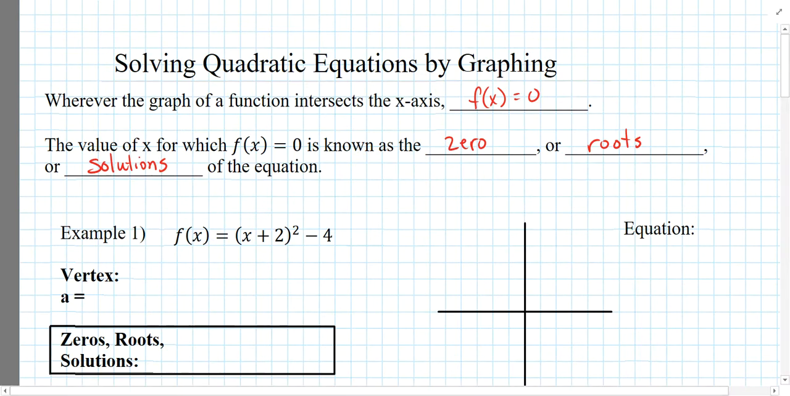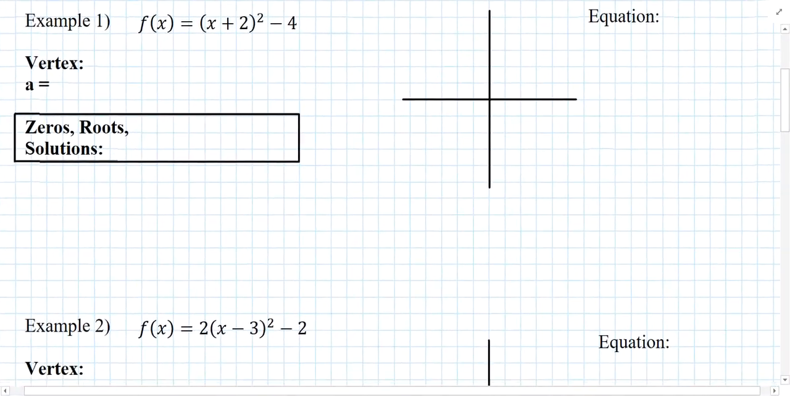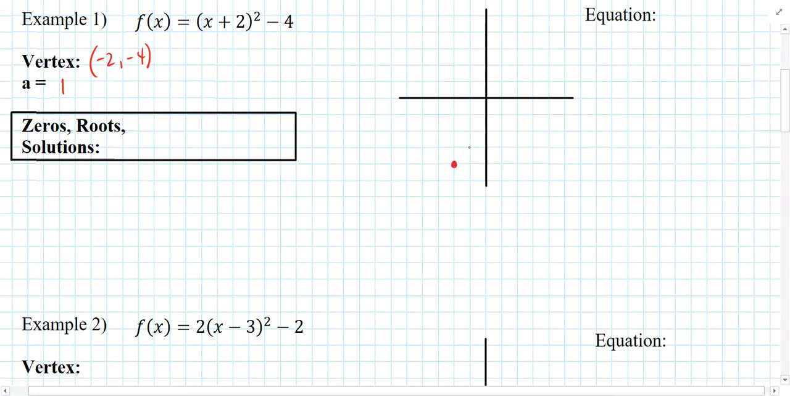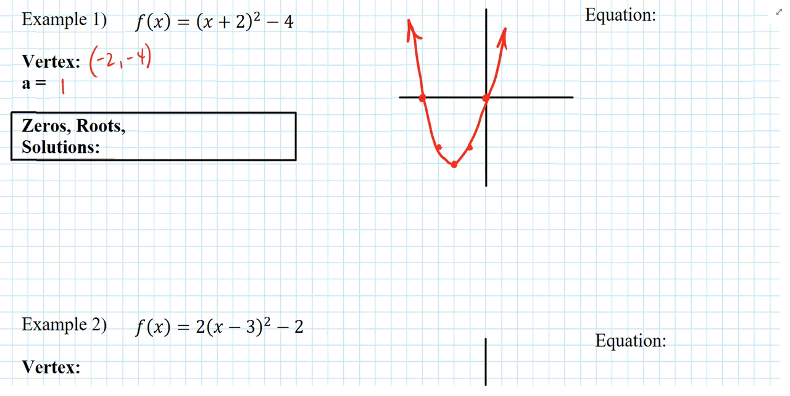Here are some examples. In the first example, we have a vertex at -2, -4. And with an a value of 1, the graph should look like this. To solve an equation, we look for results when f of x equals 0, so we rewrite the function this way.